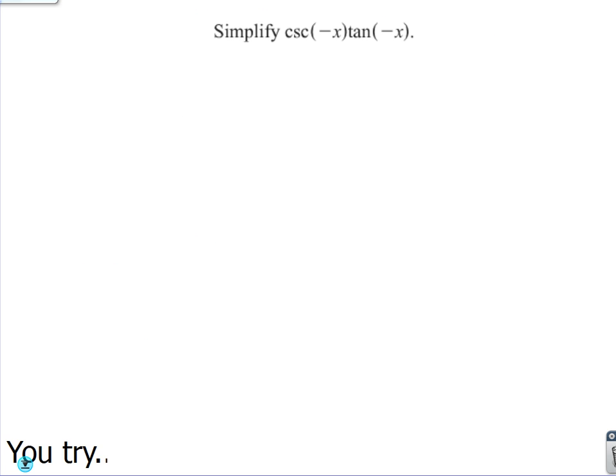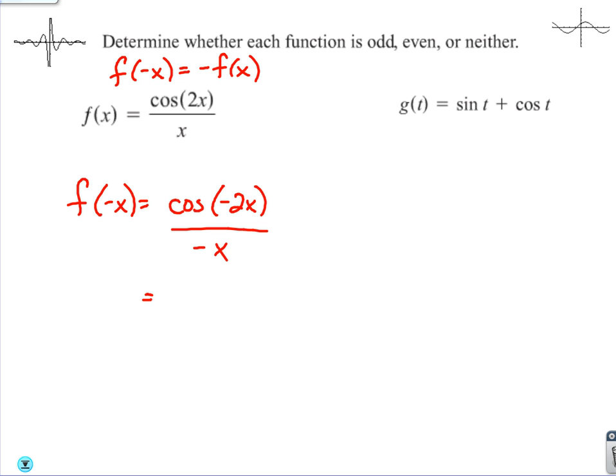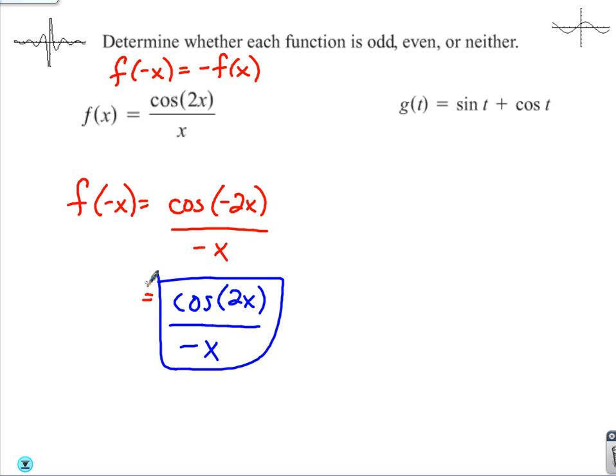So let's go back to our problem. When you're dealing with a cosine of a negative, you can simply drop that negative. So the cosine of negative 2x is the same thing as the cosine of 2x, and then you've got negative x on the bottom. That's f of negative x.